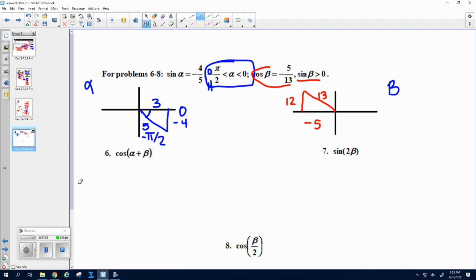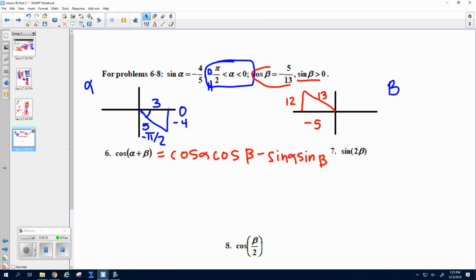Once you draw your triangles, it's plugging in the formulas and plugging in the fractions. So first of all, we have our cosine of alpha plus beta. So this one, you guys know this formula. It goes cosine, minus sine. I'm going to run out of room here. And now we just plug in the fractions.